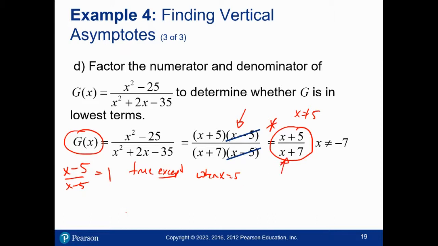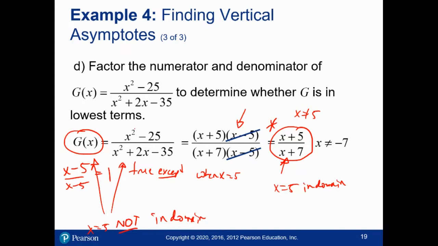But what goes wrong if I try to let x equal 5? Here, x equals 5 is in the domain. I'd get 10 over 12, not an issue. Back here, x equals 5 is not in the domain. This is what goes wrong when you do this cancellation. You might be losing information about the domain. This is literally the only thing that happens when you do this cancellation, is that you lose some information about a single point that should have been excluded from the domain.